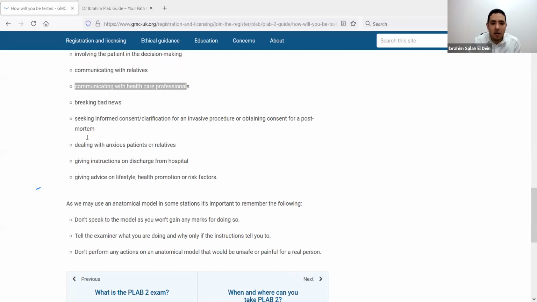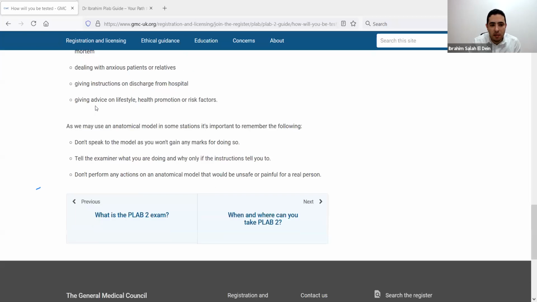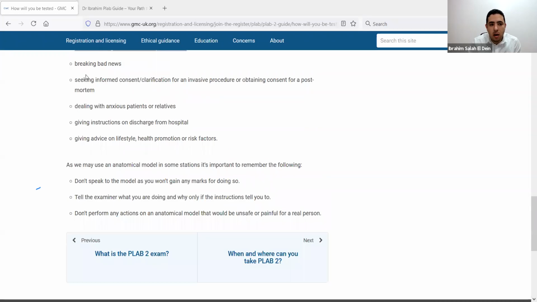Okay, this is a very important point here. One of the IBS parts is also how to deal with an anxious patient or relative. You may have an angry patient or angry relative at the exam. He's not satisfied about the medical care. Please forget about your personality and forget about everything outside the exam when dealing with this angry patient.